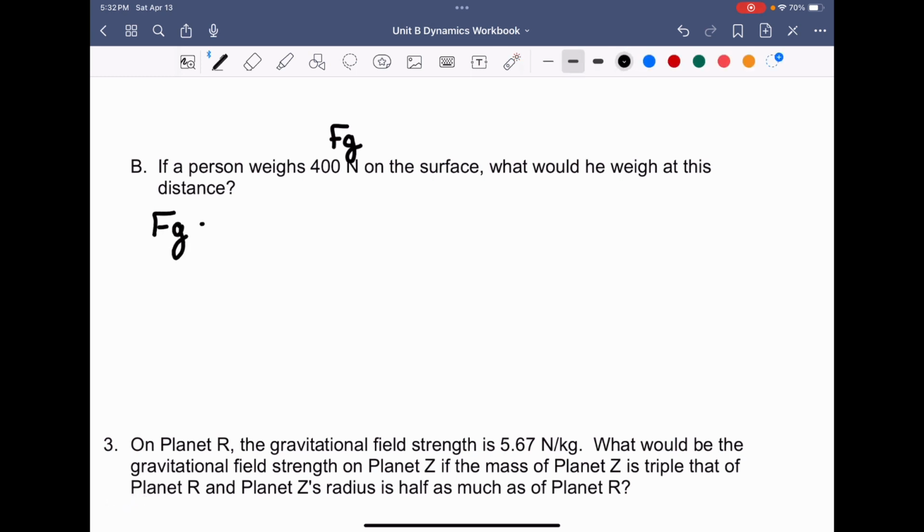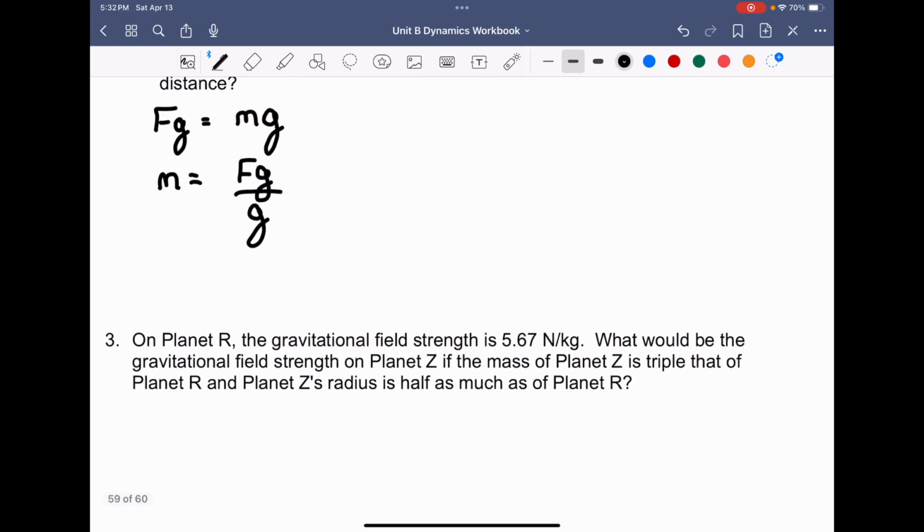So we're going to go Fg is equal to mass times gravity. And because this is on the surface of Earth, when we go mass is equal to Fg divided by g, the g is equal to the surface gravitational field strength. So mass is equal to 400 newtons, which is the person's weight, divided by 9.81. And rather than using meters per second squared, I'm going to use newtons over kilograms, which is the alternative approach, because it shows that the newtons cancel and I'm left with the mass.